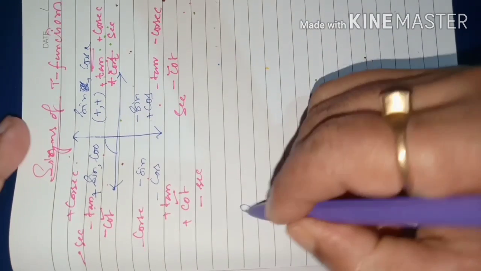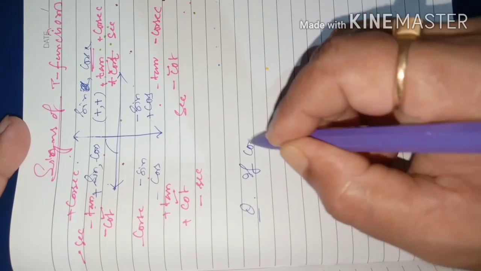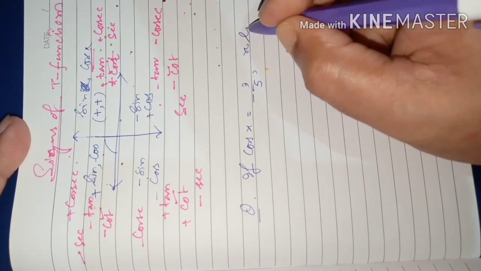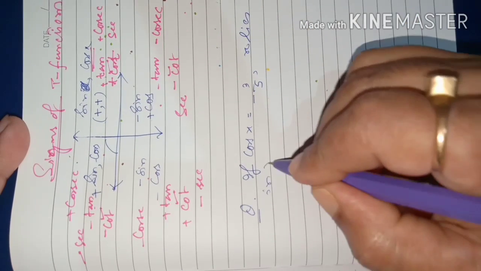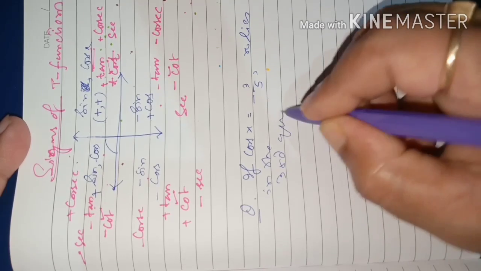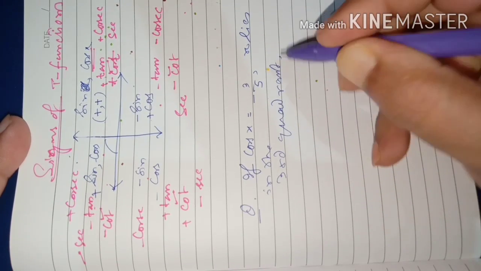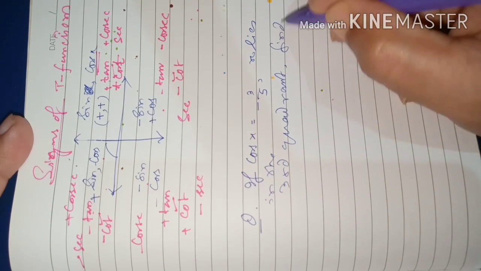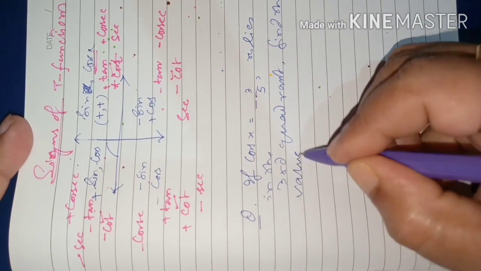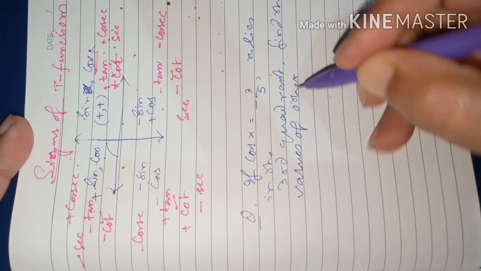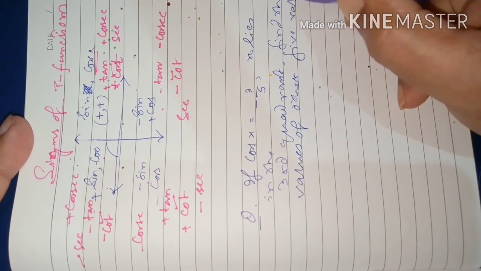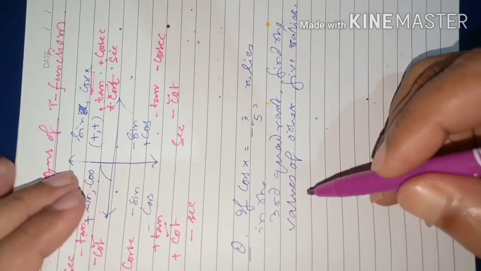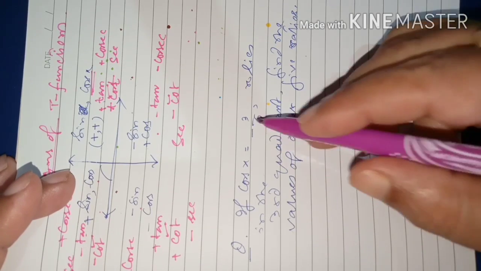Suppose we are given a question like this: if cos x is equal to minus 3 by 5 and x lies in the third quadrant, find the values of the other 5 ratios. So here we are given cos, which is minus 3 by 5.